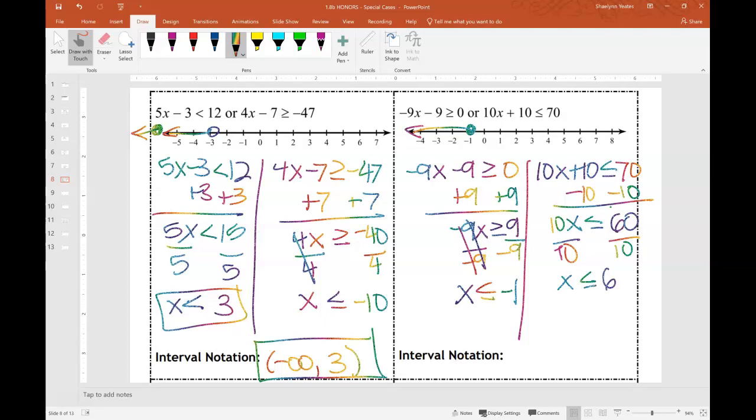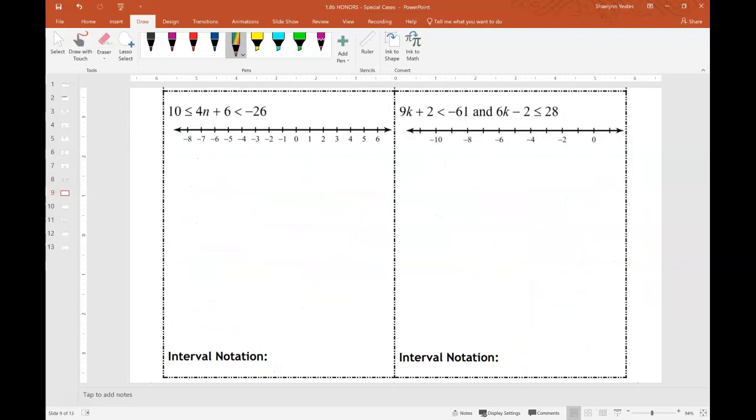So this will be a filled in dot on 6, pointing to the left. And because it's everything the rainbow touches, the 6 includes the negative 1. So this is going to be from negative infinity to 6 with a bracket. And it's going to be that one. That would be the only inequality we would have to write for a solution. All right, let's do a couple of and ones.